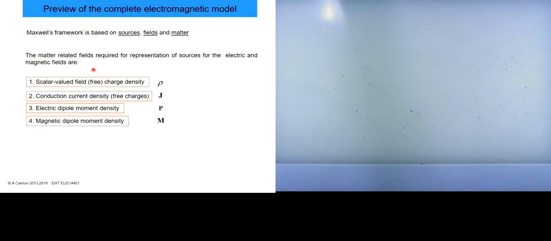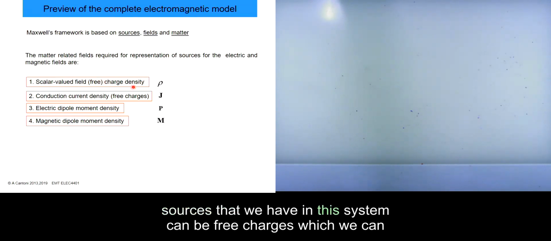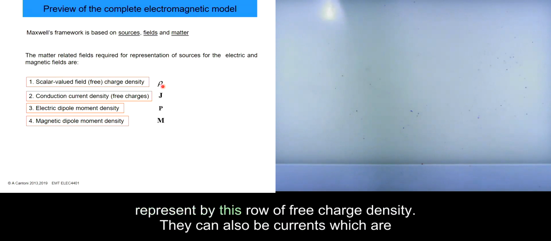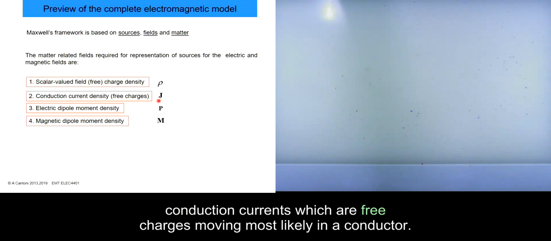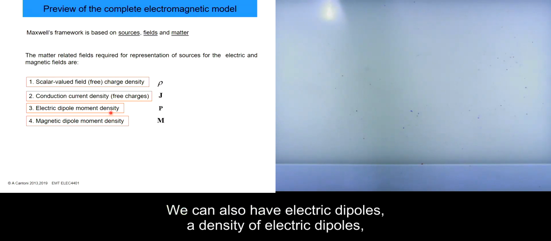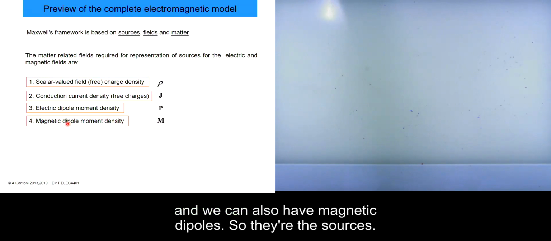So we have the sources. The sources in this system can be free charges, which we can represent by this rho, the free charge density. They can also be currents, which are conduction currents, which are free charges moving most likely in a conductor. We can also have electric dipoles, a density of electric dipoles, and we can also have magnetic dipoles. So they're the sources.